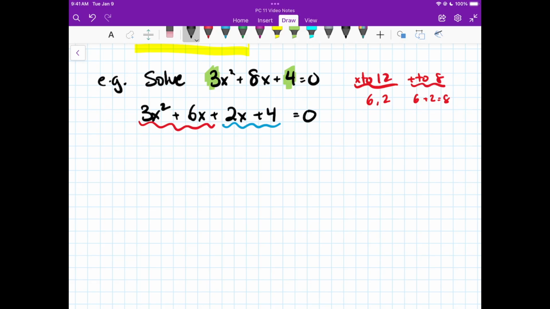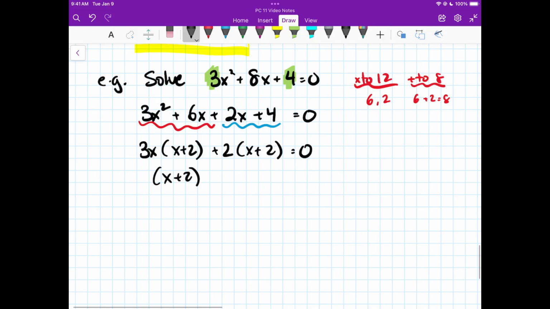Let's take out some common factors. From 3x squared and 6x, we can take out a 3x. It leaves behind an x plus 2. From 2x and 4, we can take out a 2, which also leaves behind an x plus 2. And if we take out that repeated x plus 2 factor, we end up with (x plus 2)(3x plus 2) equals 0.